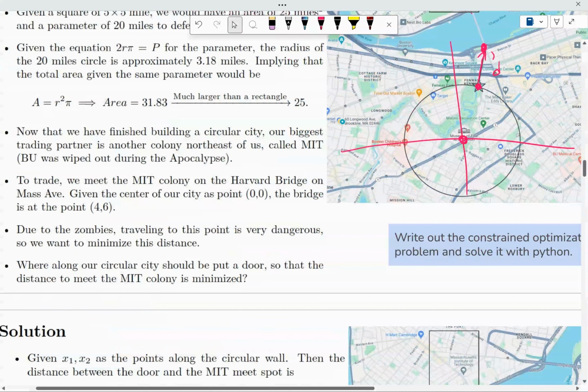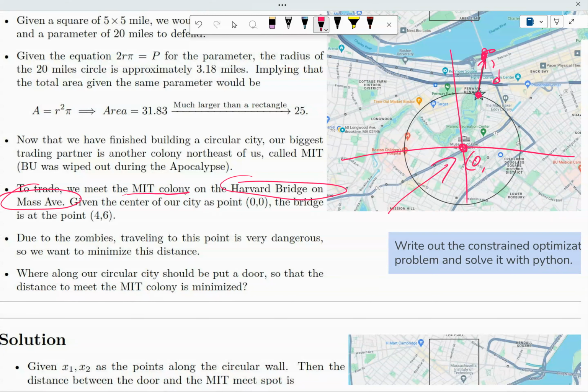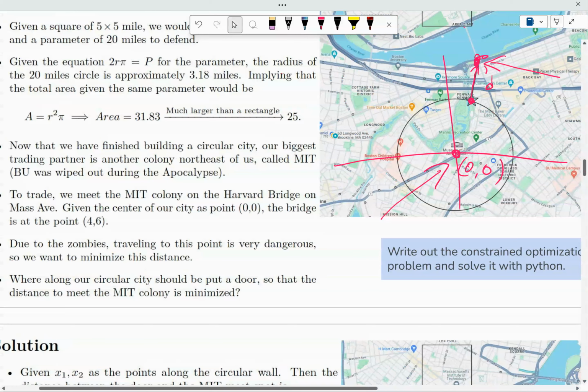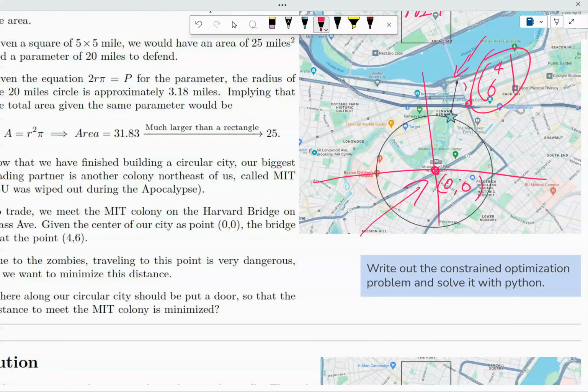So to trade, we meet the MIT colony at the Harvard Bridge and Mass Ave, so the corner here. Given the center of our city, we're going to call that 0, 0. We know that in relation to the center of our city, the trading post at the bridge is 4, 6. So we know this point, which is 4, 6, we know the center of our city, and we know the radius as well, which is 3.18.